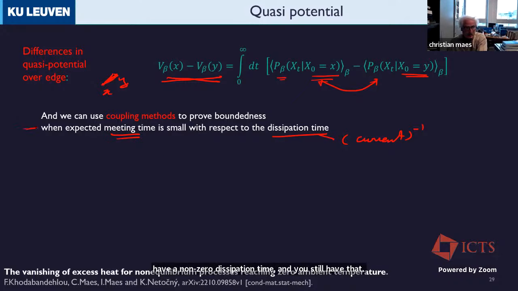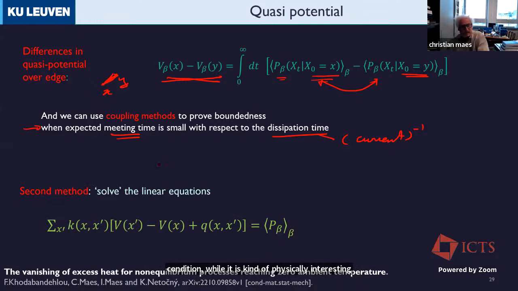Now, this condition, while it is kind of physically interesting, realistic sometimes, and pleasant, there is a second method, and here is the second method. It is related to just solving for the quasi-potential, basically. Now, this quasi-potential is defined as an integral, but it's easy to see that the quasi-potential solves linear equations which are written here. So it's a solution of a large set of linear equations. And here, Faezeh Khodabandehlou, our collaborator in this project, discovered that, in fact, using the matrix forest theorem, you can get explicit control over this quasi-potential.